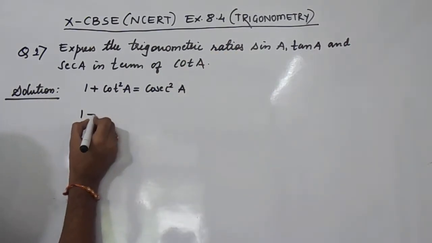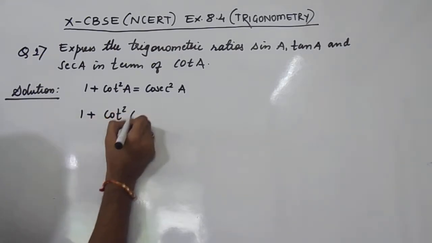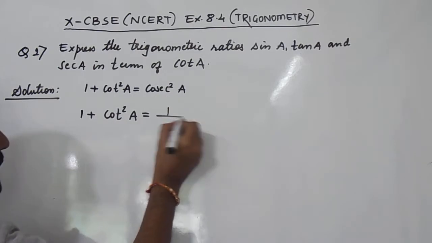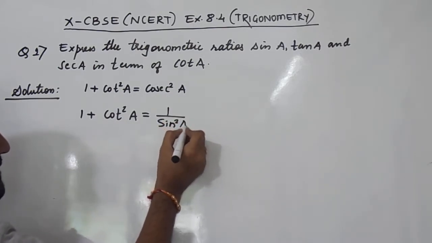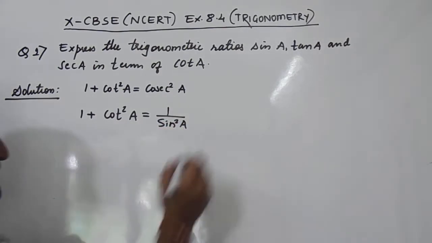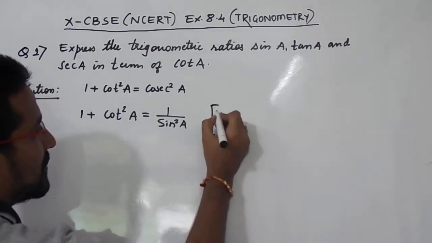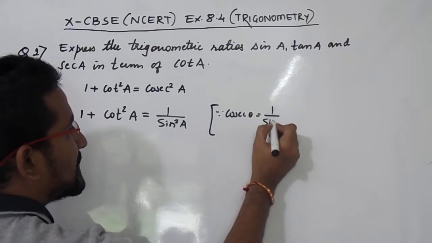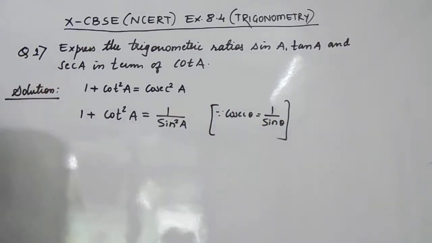So I can write 1 plus cot square A is equal to, in the place of cosec A, can I write 1 upon sine A? So that is 1 upon sine square A. Why? Because we know that cosec theta is equal to 1 upon sine theta. So this is the relation that we have already seen.